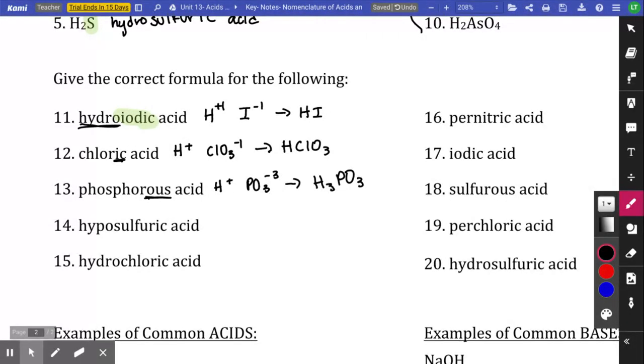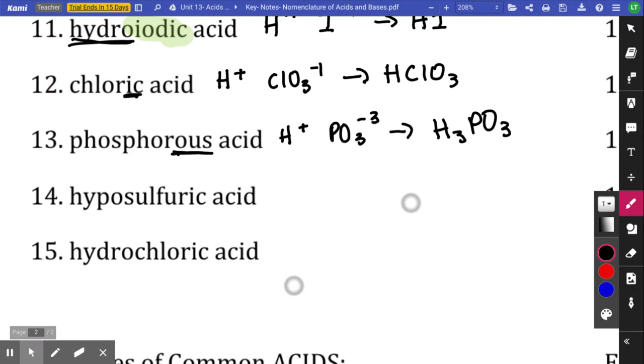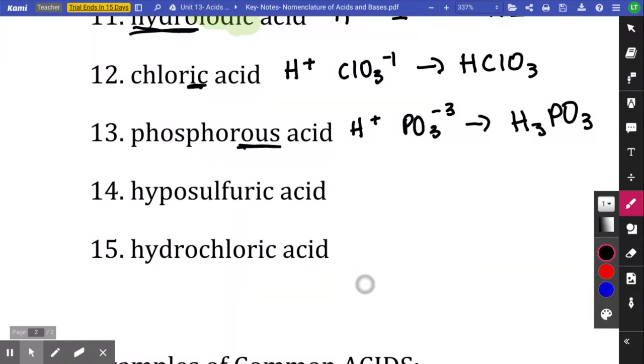All right. So next we have hyposulfuric acid. Now, hyposulfate is, I'm thinking this is a typo, and it should say hydrosulfuric acid. I think I probably just typoed because there's no such thing as hyposulfate. My bad. So hydrosulfuric acid.